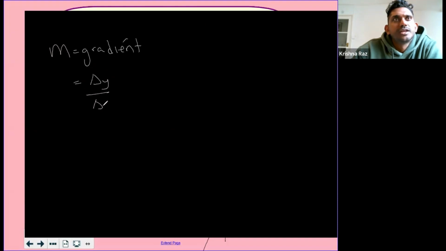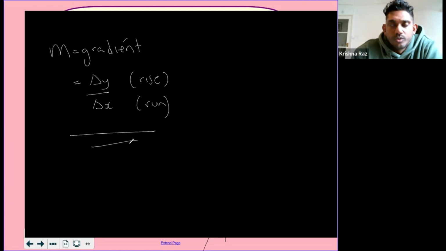The gradient, on the other hand, is a little bit more complicated, and you can check my gradient video if you're not sure. But to find the gradient, we do the change in y over the change in x, often called rise over run. And that's what we'll be looking at now. Like I said, if you're not sure about this bit, just check the gradients video.